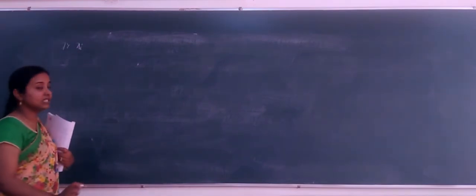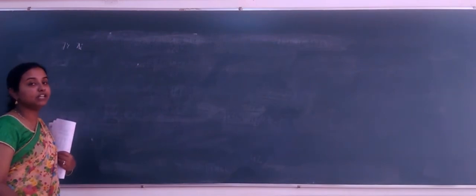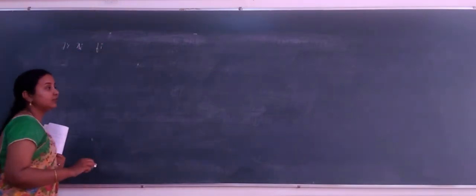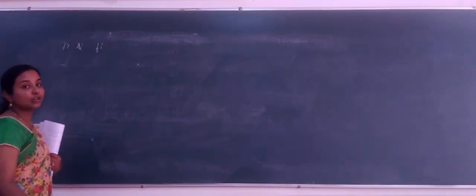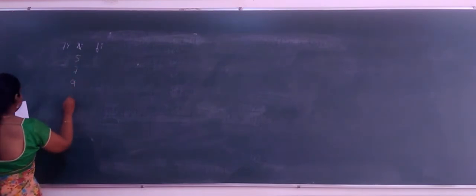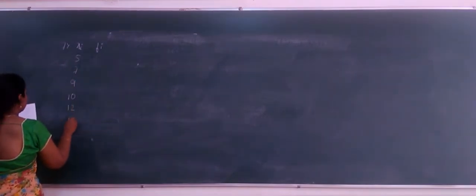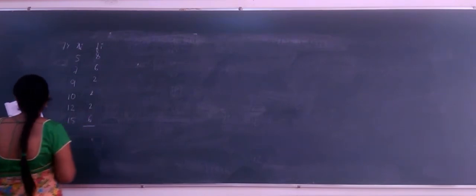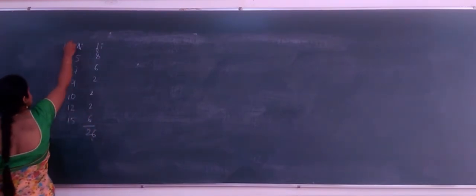Here in the seventh question, again it is a discrete data itself, but we need to find the mean deviation about median. So it is xi, here fi. In the fifth and sixth we calculated mean deviation about mean, here mean deviation about median. The given observations are 5, 7, 9, 10, 12, 15, 8, 6, 2, 2, 2, 6. I'll just add and write. This will be 26.